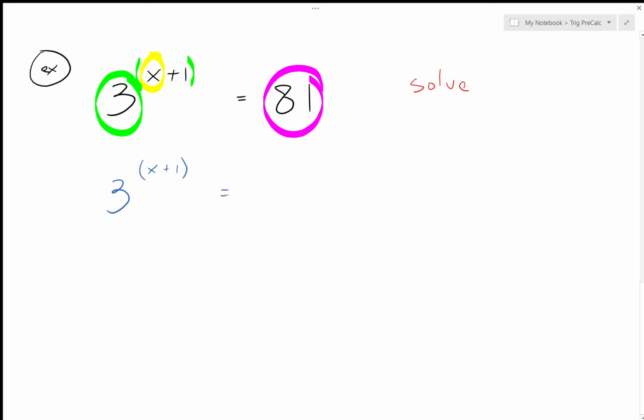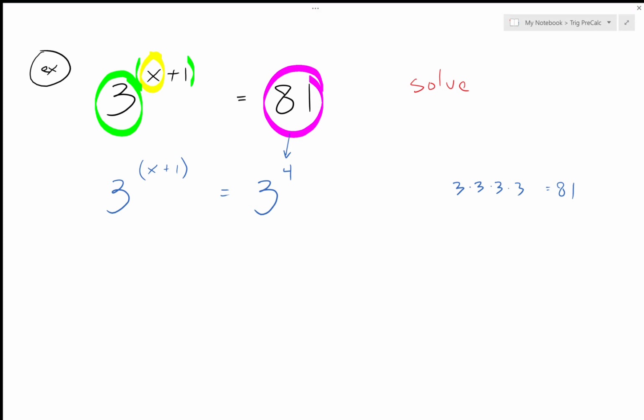Now, is there a way I can rewrite 81 so it has the same base as the other side, a 3? 3 to what power is 81? 3 times 3 is 9, times another 3 is 27, and another 3 makes 81. So 3 times 3 times 3 times 3 is 81. We can write 81 as 3 to the 4th power.